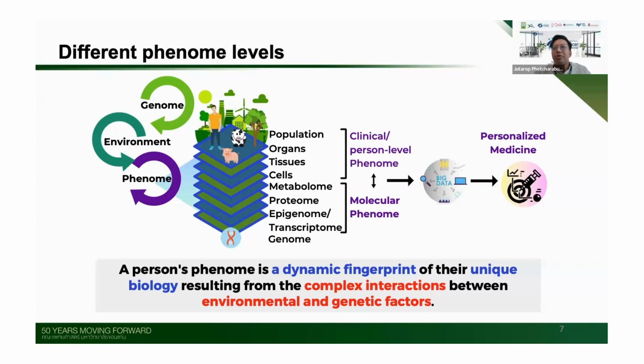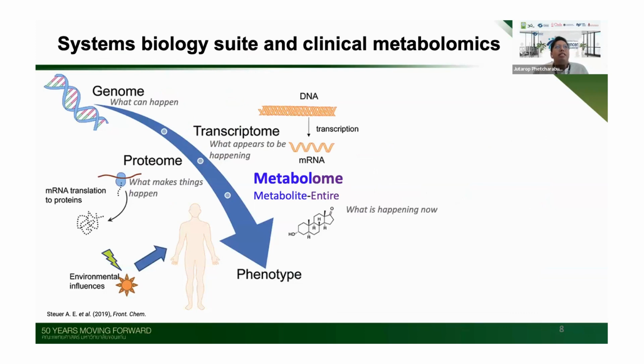So that means integrating different layers of biological data is essentially required in order to understand the disease progression, disease etiology, treatments, and surveillance. So a person's phenome is actually a dynamic fingerprint of their unique biology resulting from the complex interactions between environments and genetics. And this has given rise to system biology, as I mentioned.